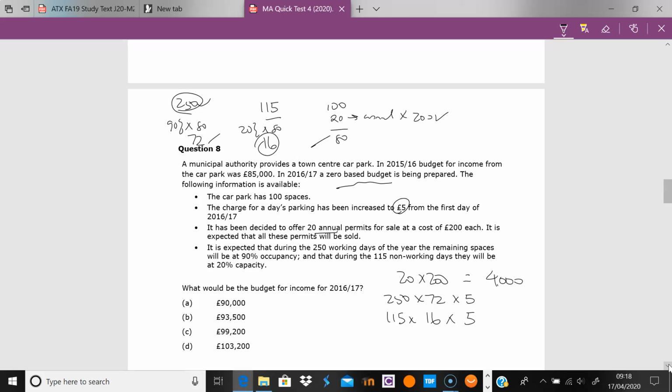So plug in all your figures here, and you should have 90,000, and this is 9,200. Add all these together, and you should come out with a lovely figure of 103,200. And that's your budget. Cool, great stuff. See you in the next videos.